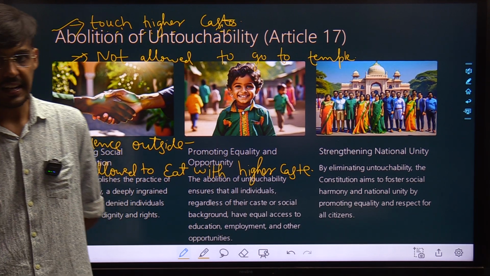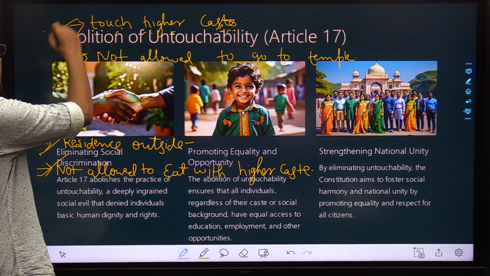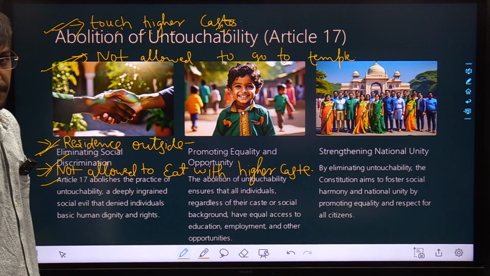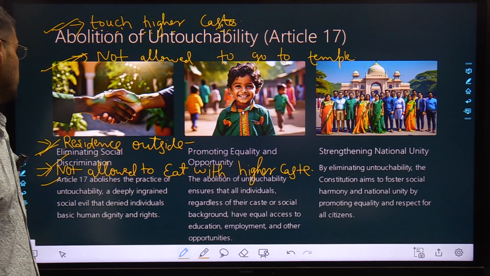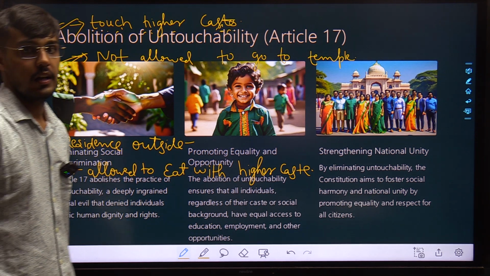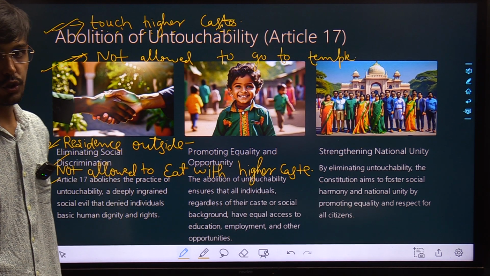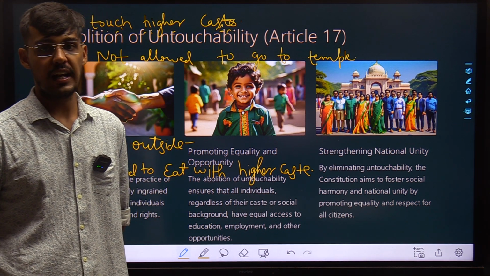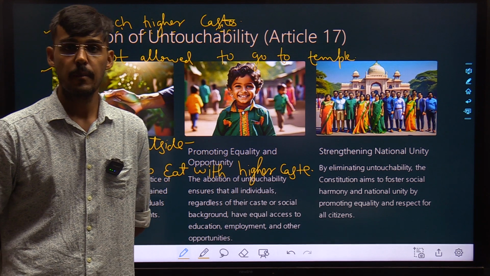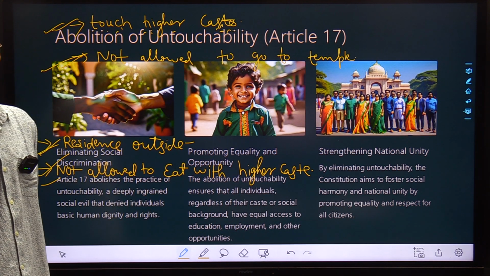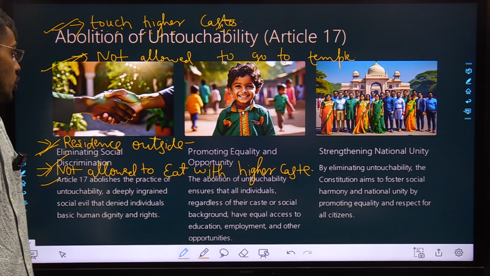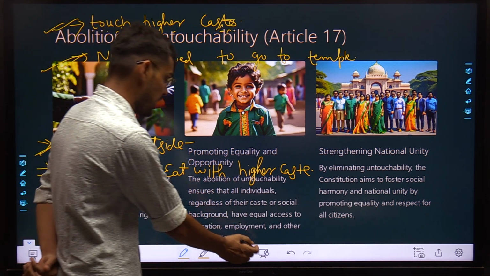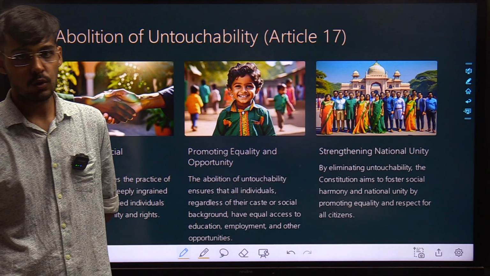The untouchability practices include all of these practices which I have mentioned here, these four practices. That is, they were not allowed to go to temples, they were not allowed to touch higher caste people, they were not allowed to reside in the village area, they were forced to reside outside, and they were forced to do menial jobs. They were not allowed the regular type of employment which was done by other segments of the society. They were also not allowed to eat with the people of other castes. So this was the historical injustice that was done to them.